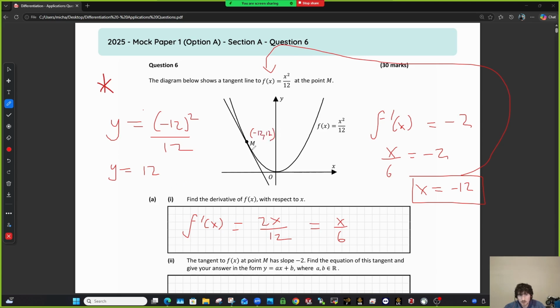So then to get the equation of this tangent, I'll use a different color here. Y minus y1 equals m times x minus x1. We need a point and a slope. We have the point and the slope of that black linear line. So we go y minus 12 equals the slope of -2, and then it's x minus -12, so that turns into a plus 12. And so you multiply all that out. Y minus 12 equals -2x minus 24.